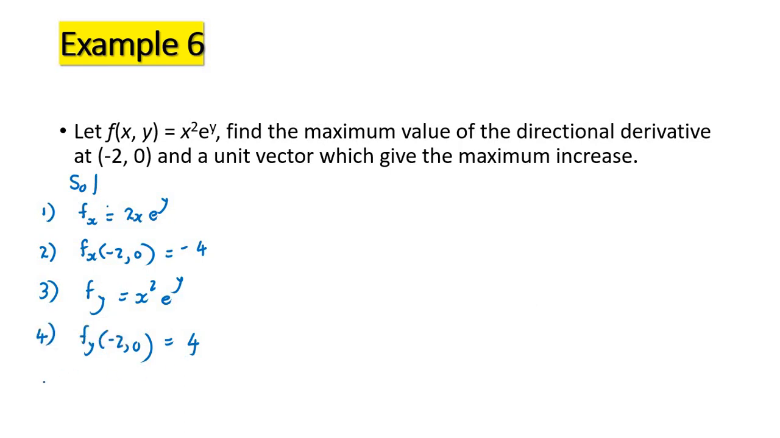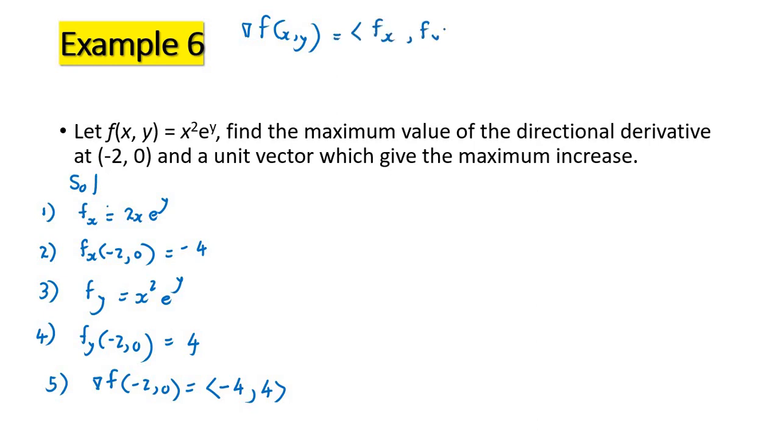Okay, and then we can find the gradient vector. Nabla f(-2, 0), which is fx(-2, 0), which is -4i, and then fy(-2, 0), which is 4j. Here, the gradient vector nabla f(x, y) is actually fx i plus fy j.